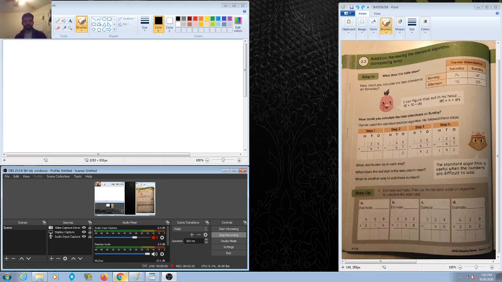How could you calculate the total attendance on Sunday? So the cat here, it says Hunter used the standard algorithm, or addition algorithm. He followed these steps. So let's look at what he did here. Recall that every number has multiple place values, unless it's a one-digit number, then it only has the ones place. But remember that your place values go from right to left, and they increase from right to left. So ones is going to be your first place value, and as you go left, you get to your higher place values. So what he did here was he broke up the problem into columns, and he's going to add those columns together.